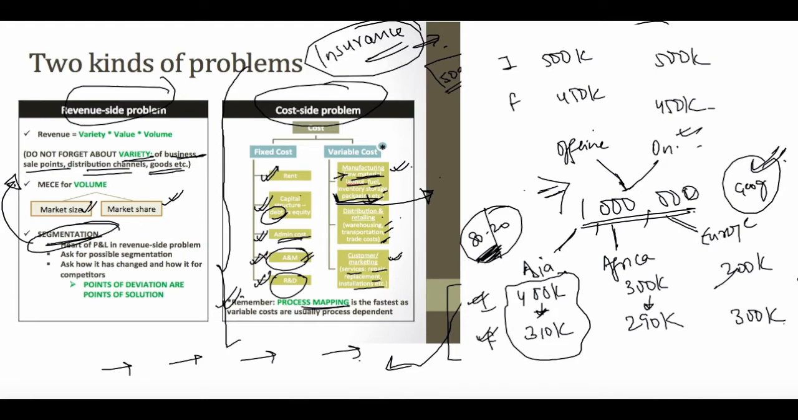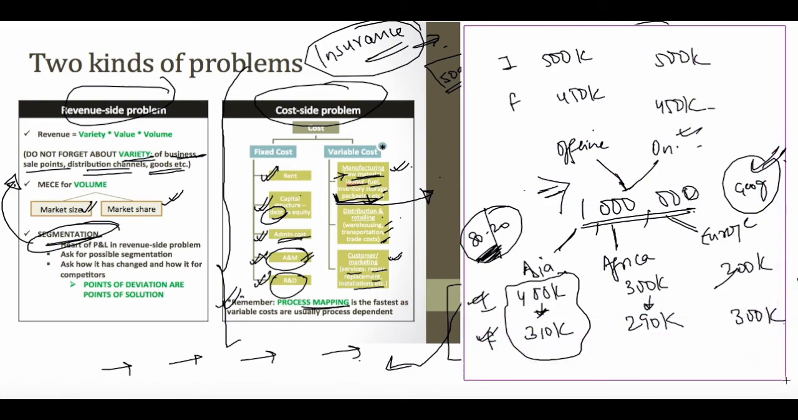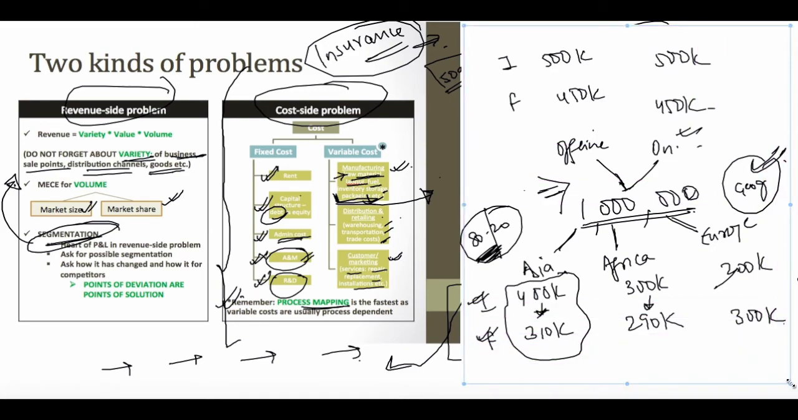Sometimes if you have less time, you can simply ask the interviewer if they would like you to segment the problem in a particular way, though usually you will not get an affirmative answer for that. Okay, so this is about segmentation. Always remember, it's the heart of a P&L problem.